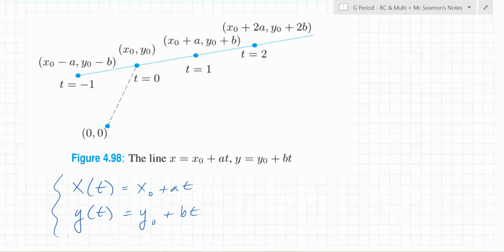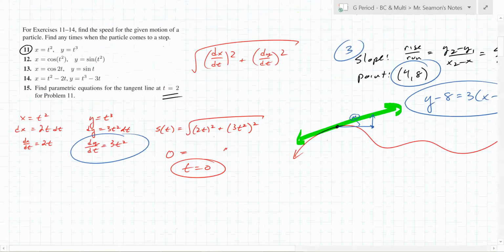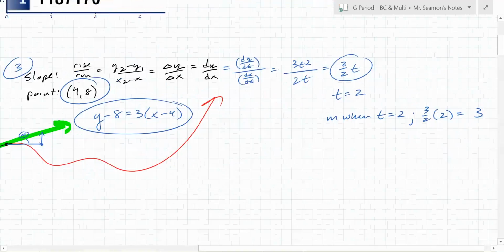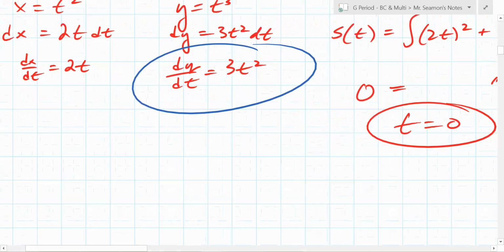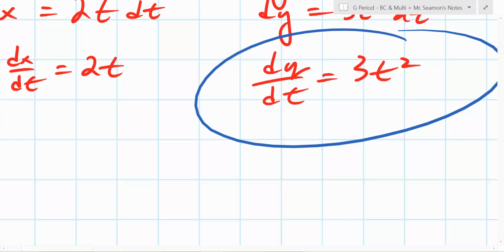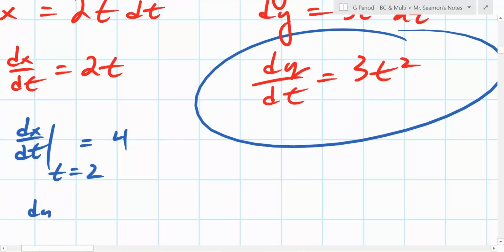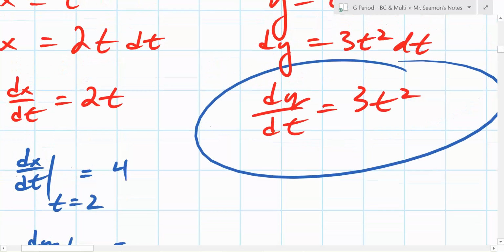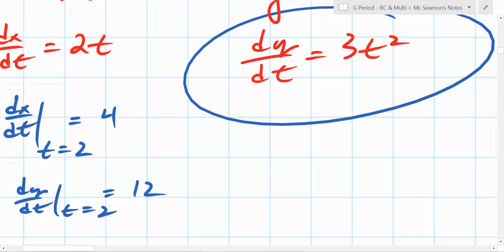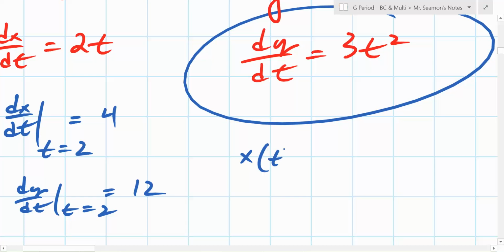Do we know those things? Look, we did so much more than we needed to do on this, right? We know what dx/dt is, right? What's dx/dt? 2t. So what is dx/dt when t is equal to 2? 4. What's dy/dt when t is equal to 2? It was 12, right? So what's the equation going to be? Well, what did I say you have to find first?